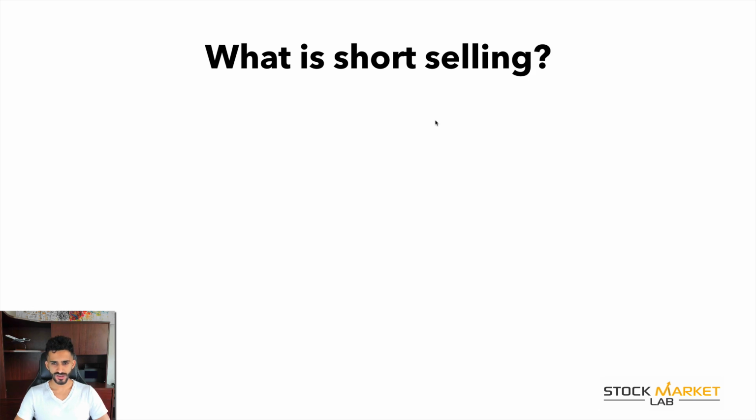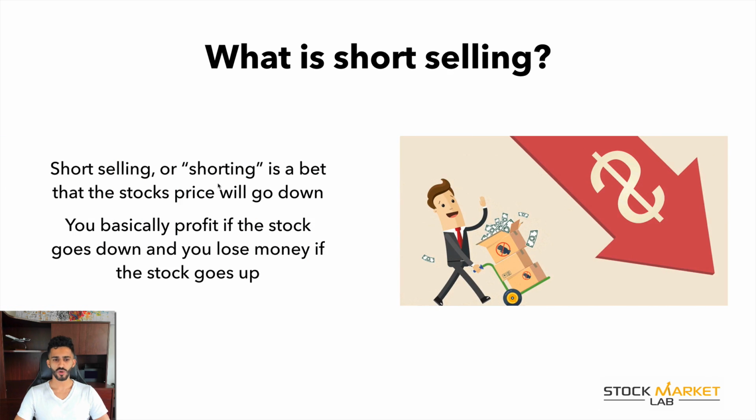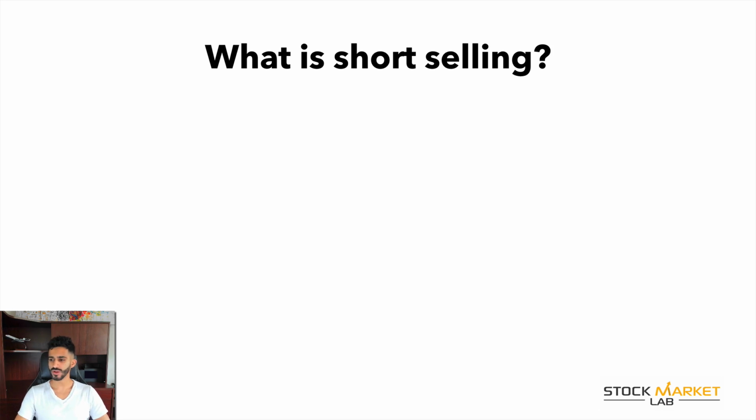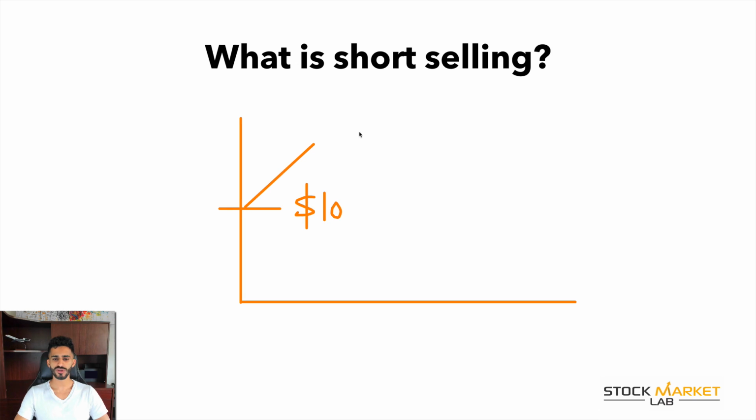What is short selling? Short selling, or shorting, is a bet that a stock's price will go down. You profit if the stock goes down and you lose money if the stock goes up. A lot of people are familiar with the idea that you can make money when a stock's price goes up. That's what everyone knows trading as. If you buy a stock at $10 and that same stock goes to $15, you make $5 per share, right? That's what everyone knows about trading.